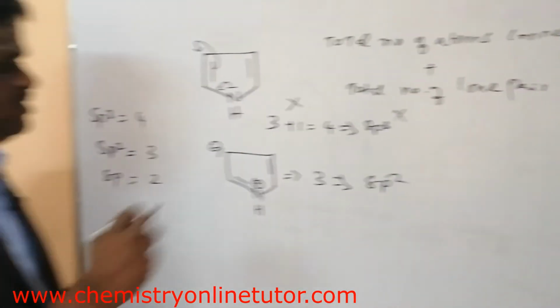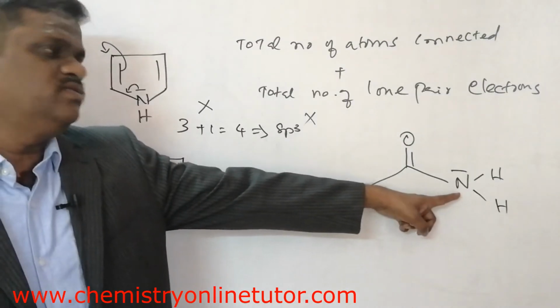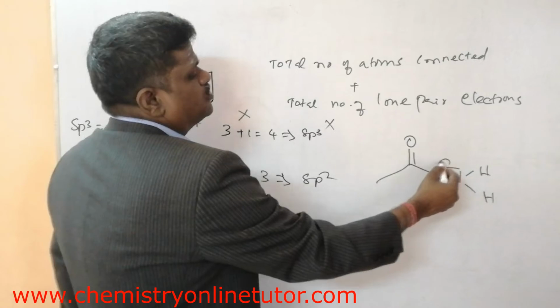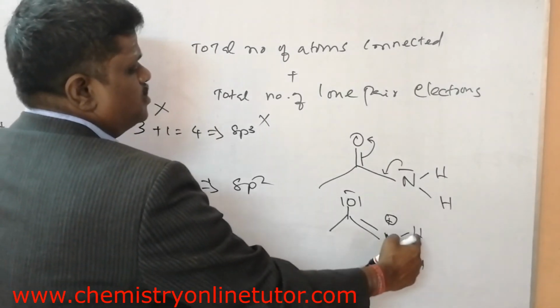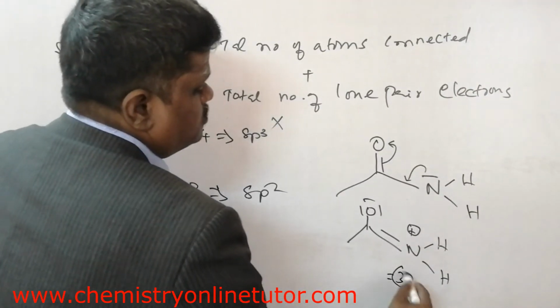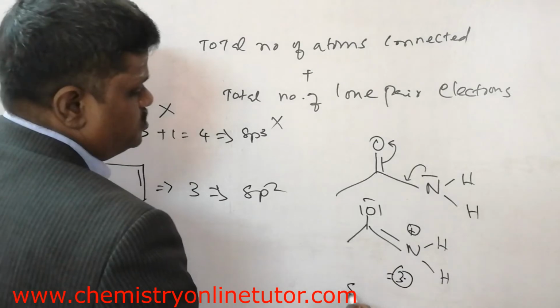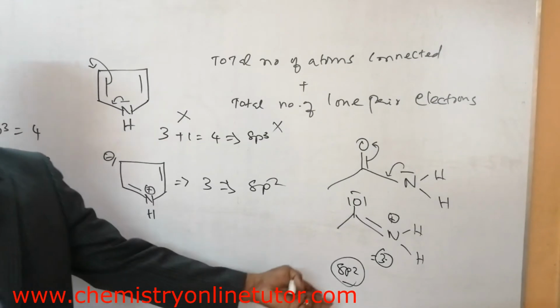We will see one more example. For example like this. If I am asking to find out the hybridization of nitrogen, you see what will happen. This will go like this. Now you see, total how many atoms is it connected to? 1, 2 and 3. So this is involved in the conjugation, so this is also an sp2 hybridization.